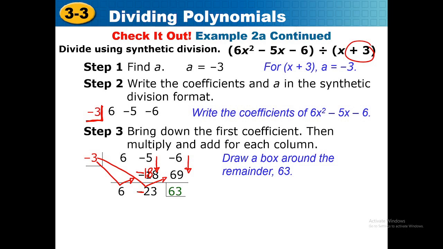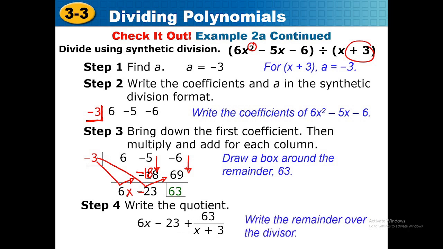So how do you write your final answer? Look at the degree. The degree is 2. So minus 1, I will start with x. 6x, correct. Then constant, minus 23, plus 63 over x plus 3. That's totally right. 6x minus 23 plus 63 over x plus 3.